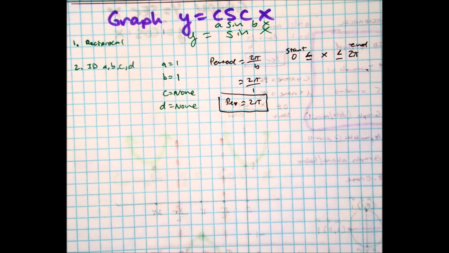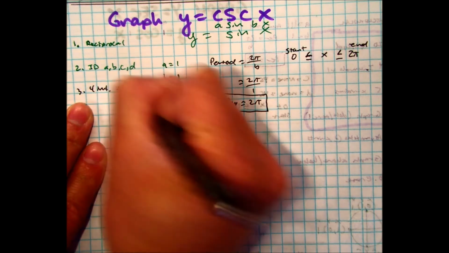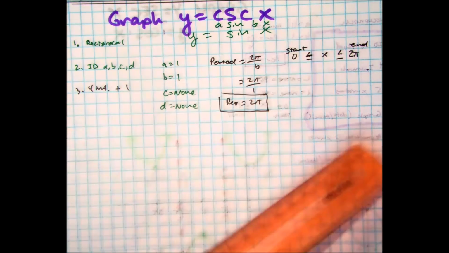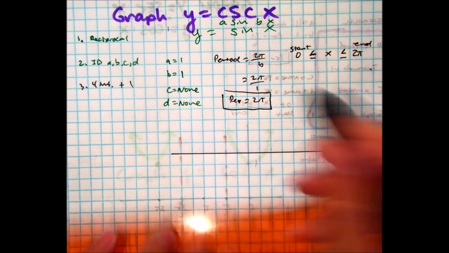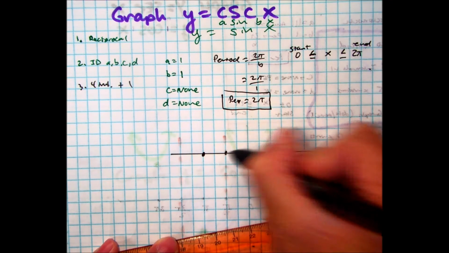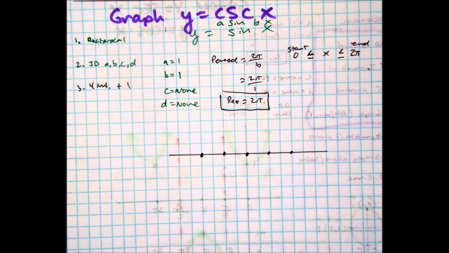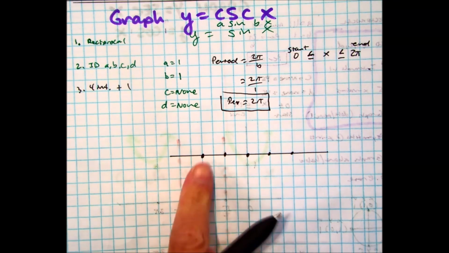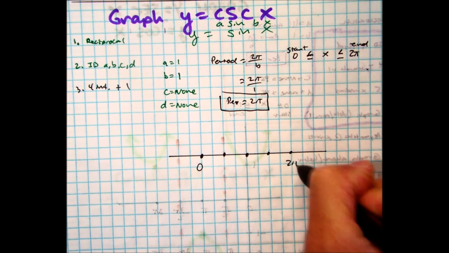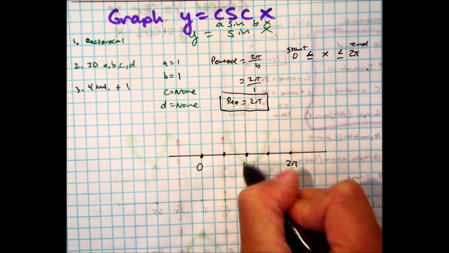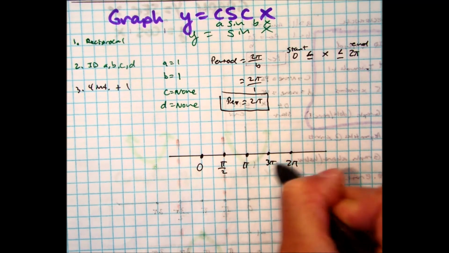Sonia, what's the next thing we need to do? 4 intervals plus 1. Let's go ahead and graph. John B, what should I write here? 0. And here? 2 pi. Midway? Pi. Here, pi over 2. Here, 3 pi over 2. Thank you.